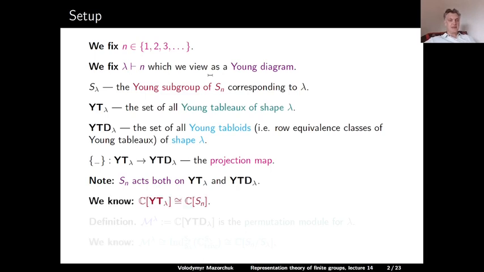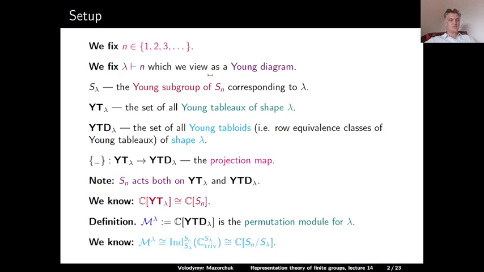We know that the linearization of the action of Sn on the set of all Young tableaux of shape lambda is isomorphic to the regular Sn module. And we have defined the permutation module M upper lambda as the linearization of the action of Sn on the set of all Young tabloids of shape lambda. And we have proved that this permutation module is isomorphic both to the induced trivial module, where we induce from S lambda to Sn, and to the coset module of Sn modulo S lambda acting on the right.